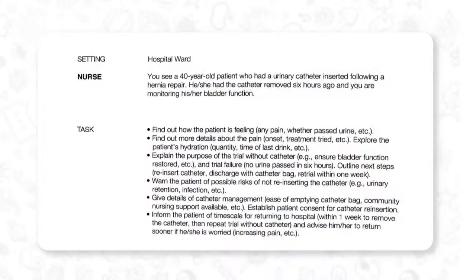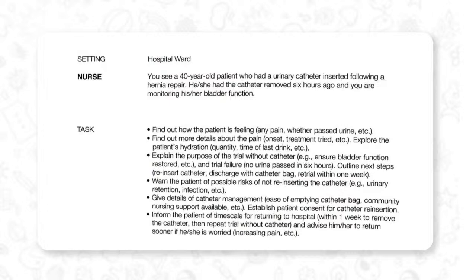Find out how the patient is feeling. That case is a known case. We're taking some name. You can call the patient Mr. Peter. Good morning, Mr. Peter. I'm your nurse here. How are you doing? How are you feeling since the removal of the catheter? Is everything going on well? Do you have any pain or other discomforts?